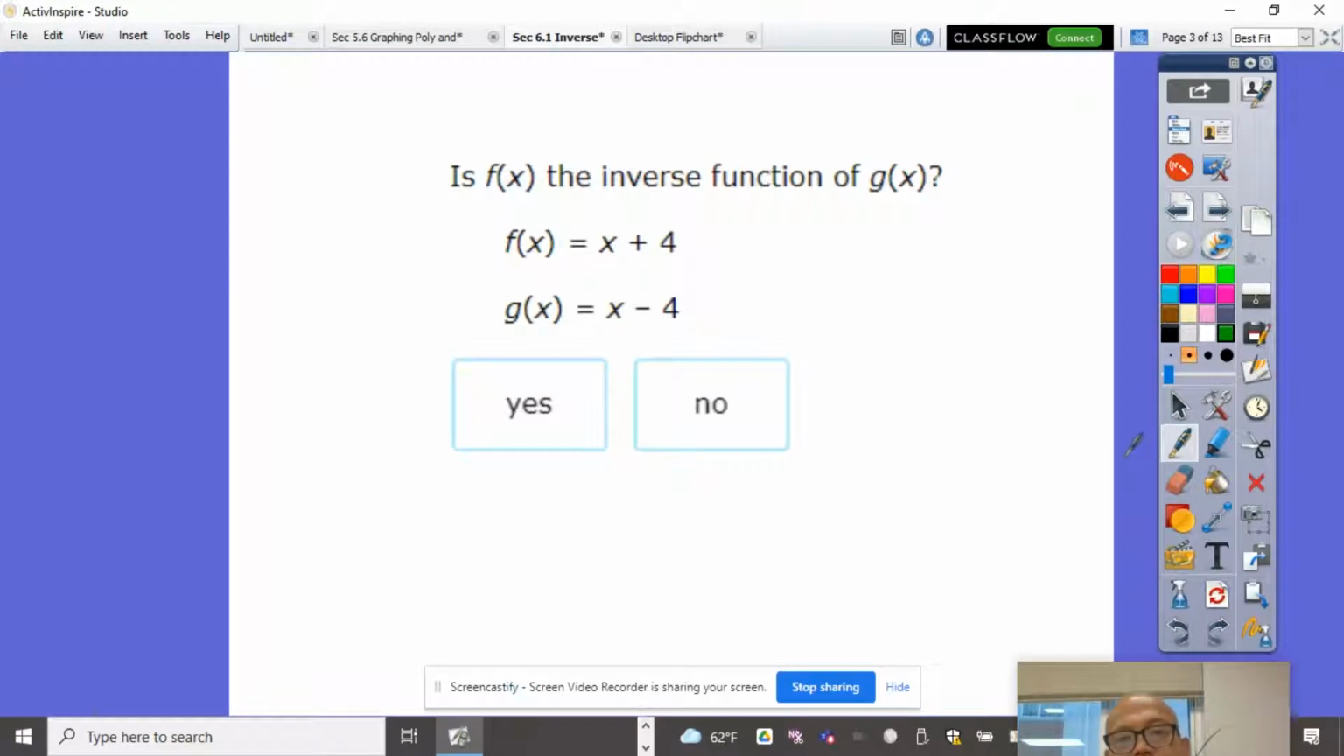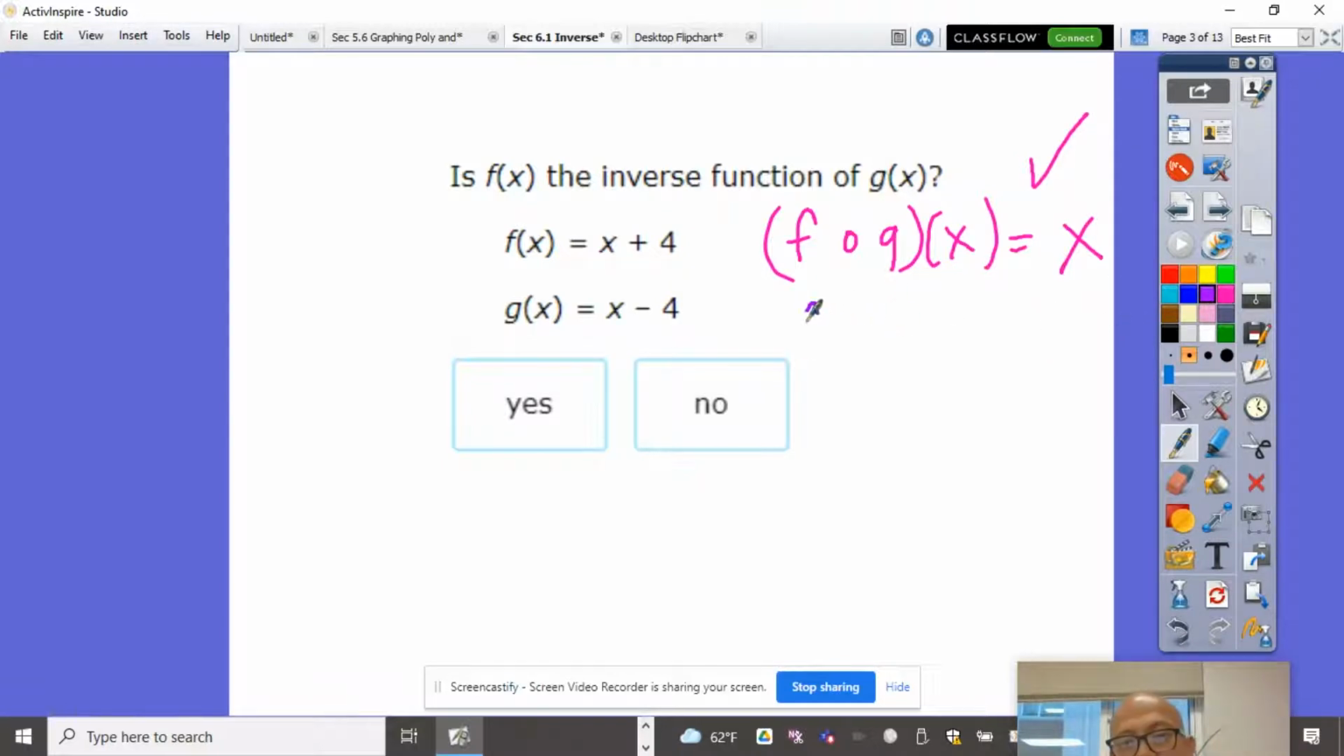Next, if f of x is x plus 4 and g of x is x minus 4, is f of x the inverse of g of x? Let's find out. Let's try to do f of g of x. If this is equal to x, then they are inverses of each other. If not, then they're not.